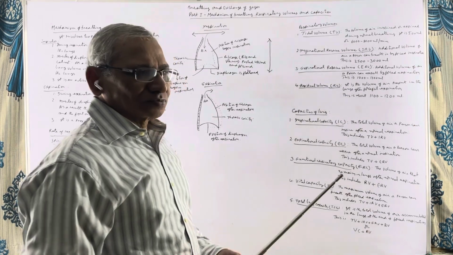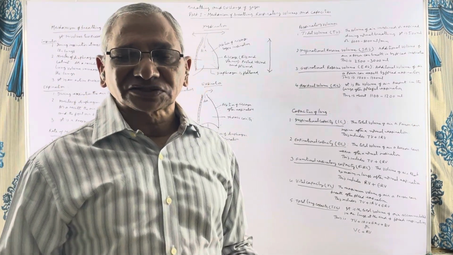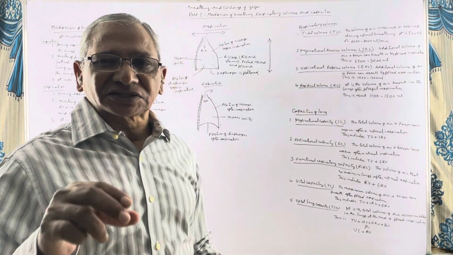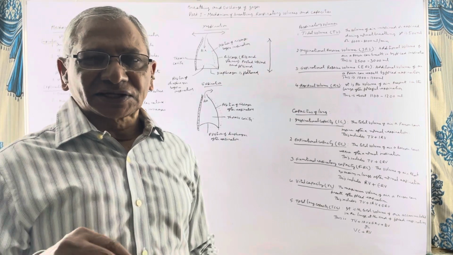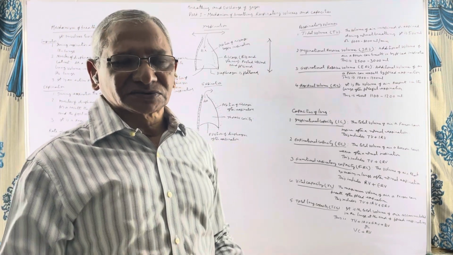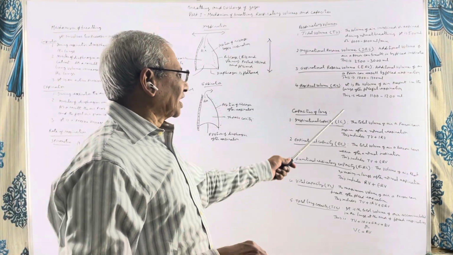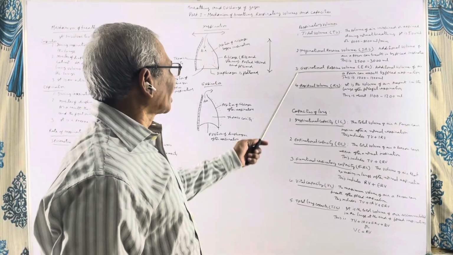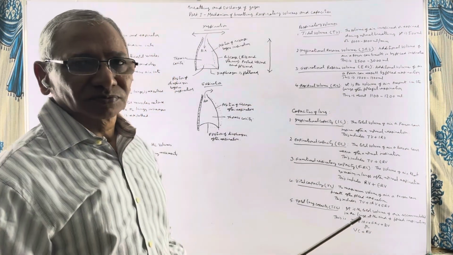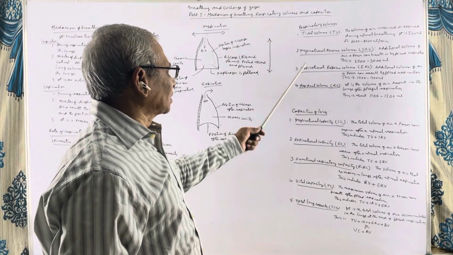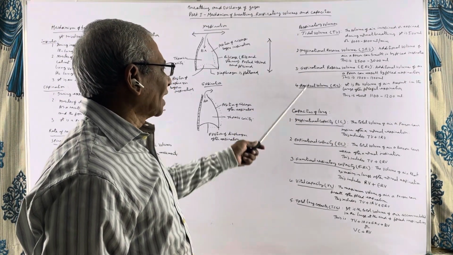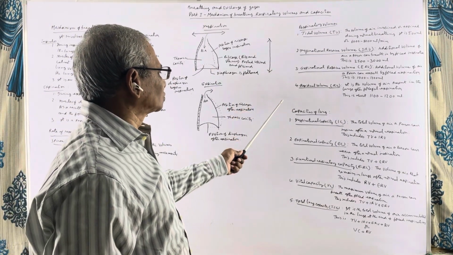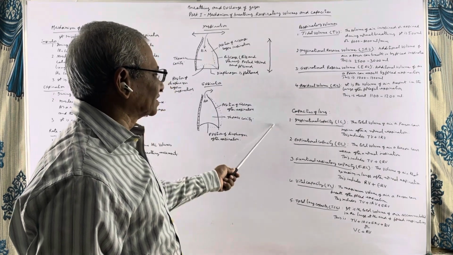Then residual volume. We can never empty our lungs. Even after forced expiration, still some air remains in the lungs. That is the dead storage. That can never be expelled. It always remains inside the lungs. That residual volume is 1,100 to 1,200 milliliters. So thus, there are 4 volumes: tidal volume, inspirational reserve volume, expirational reserve volume, and residual volume. By using these volumes, we calculate capacities of the lung.